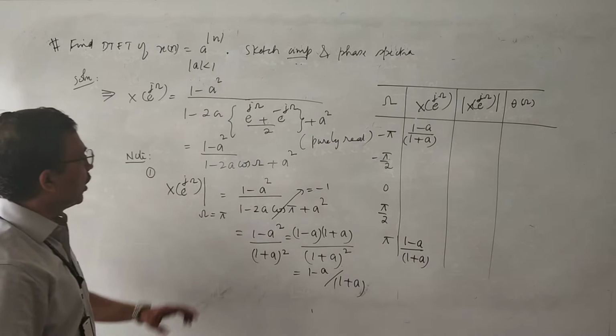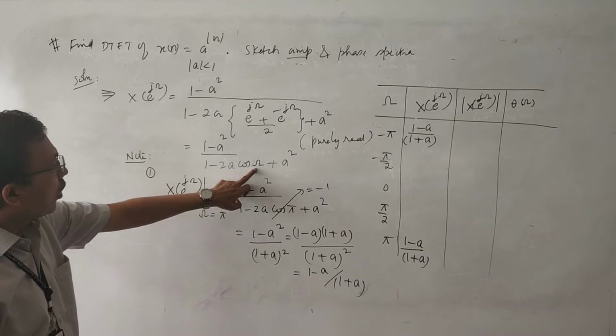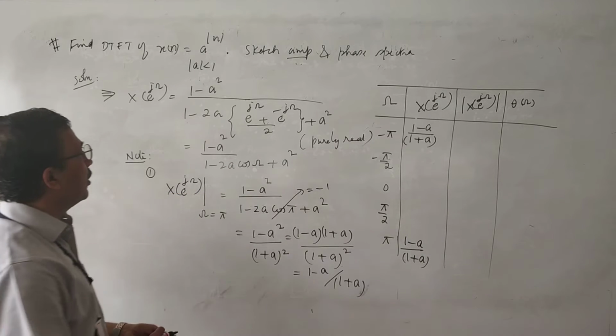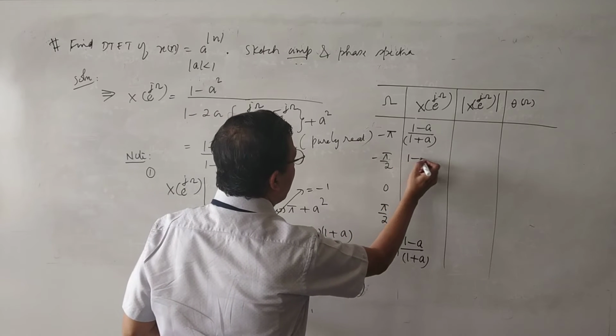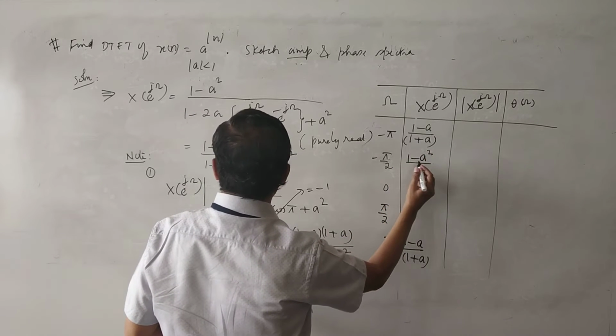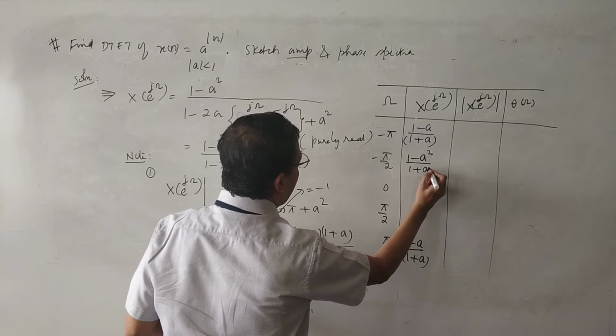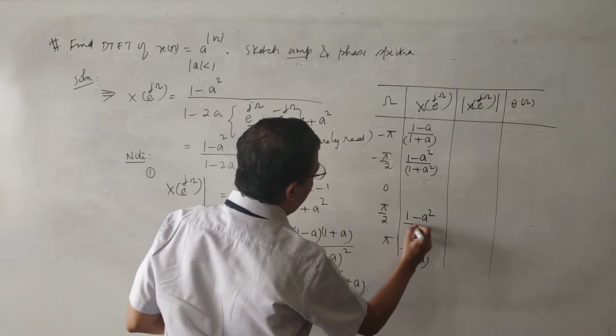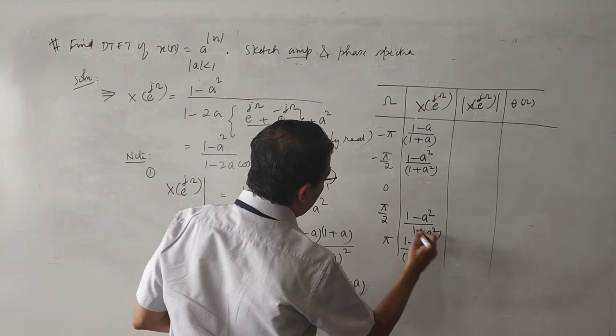Next, if you put here pi by 2 or minus pi by 2, cos of plus minus pi by 2 is 0, this term will vanish. So you get here 1 minus a square divided by 1 plus a square. This is 1 minus a square divided by 1 plus a square.